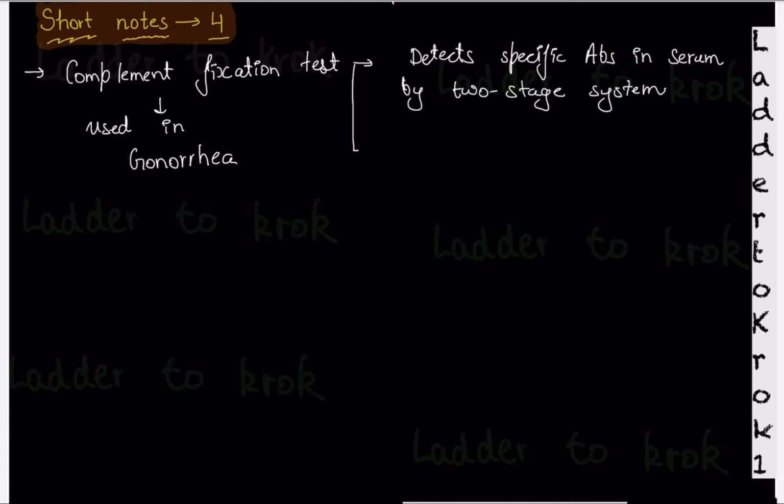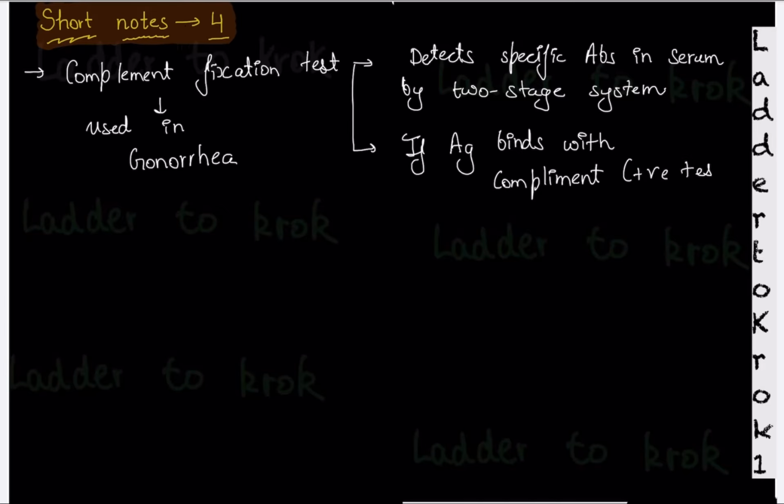The next point for this complement fixation test is how to tell whether it is positive or negative. If the antigen (AG) binds with complement, that means a positive test. But how do we check whether the complement is bound with the antigen or not?